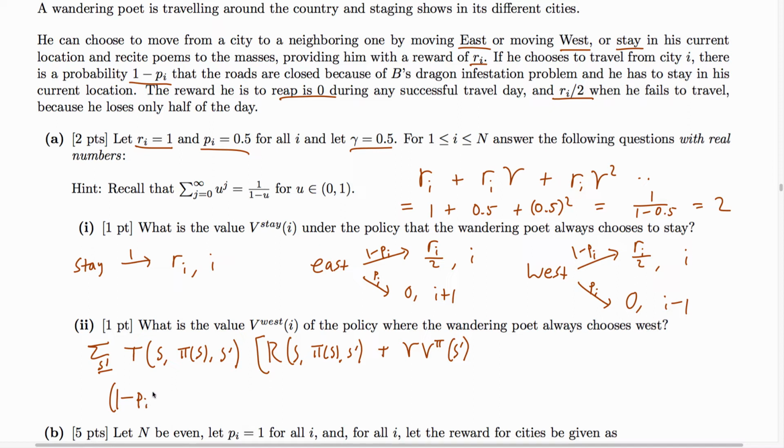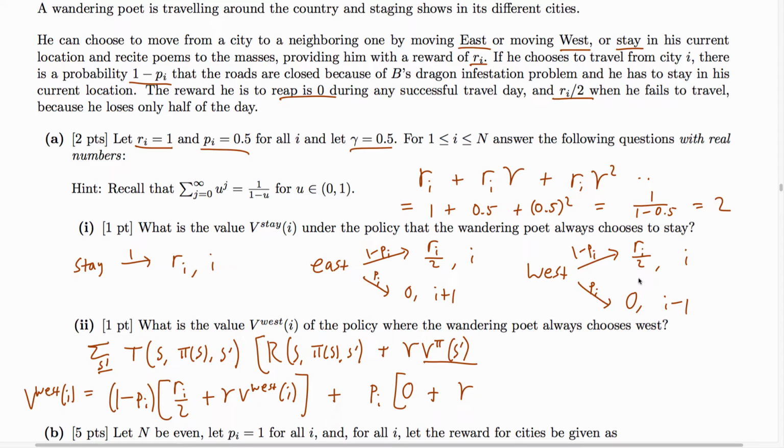So this is now just going to be plugging in numbers. The reward, if I land in I with probability 1 minus p sub I, is r sub I over 2, plus the discount factor. And notice that once you land in the state I, it looks exactly the same as your current one, right? So v west of I is equal to, well, this is exactly the same, v west of I, because you're in the same state. And then with probability p sub I, you're going to get a reward of 0. And then, again, you need a discount factor, but you're in state I minus 1.